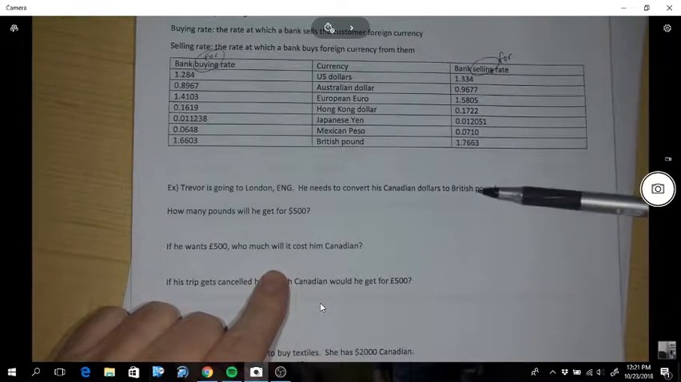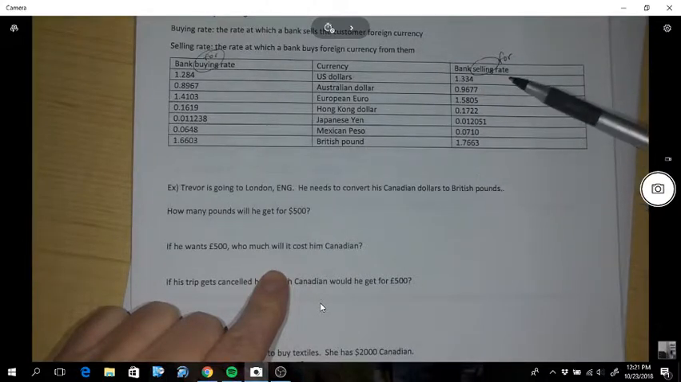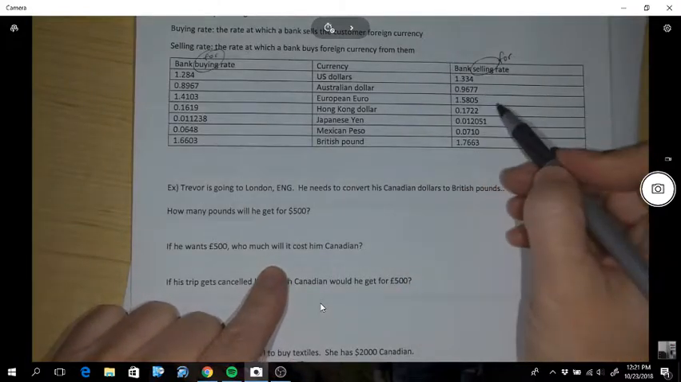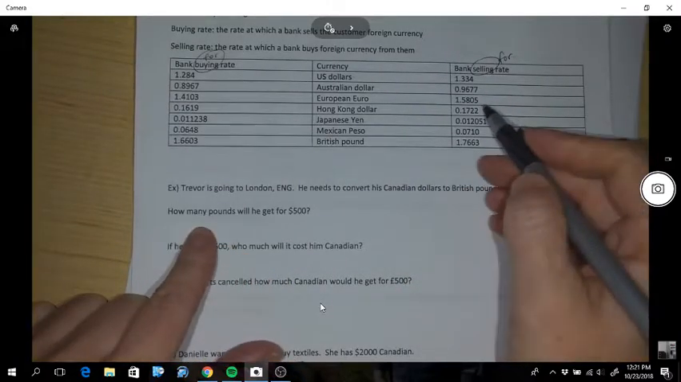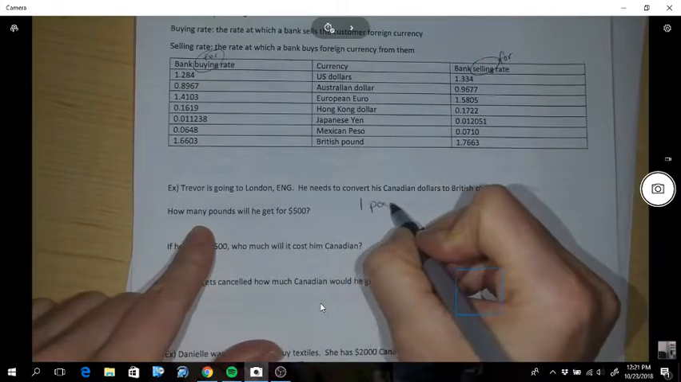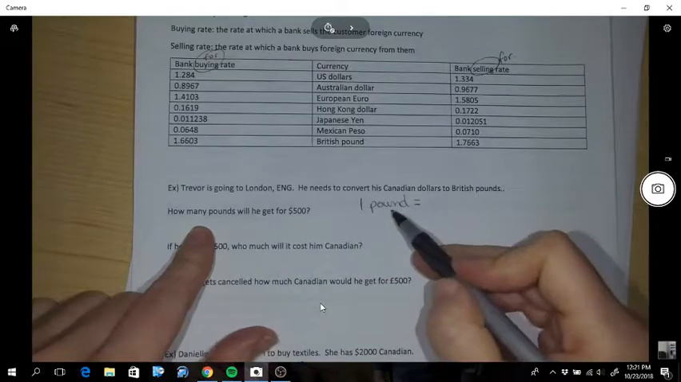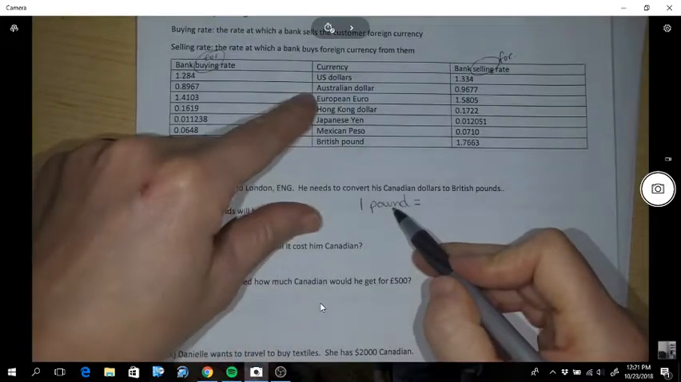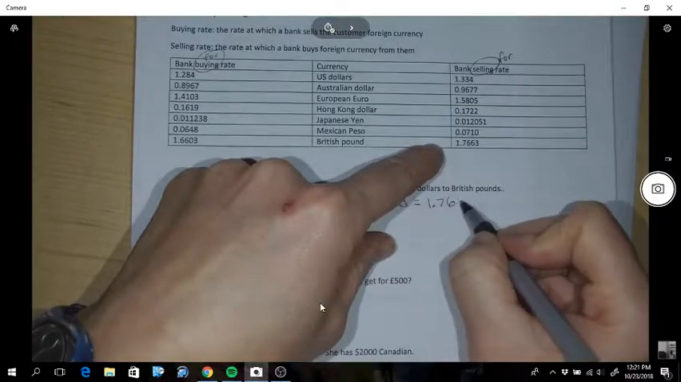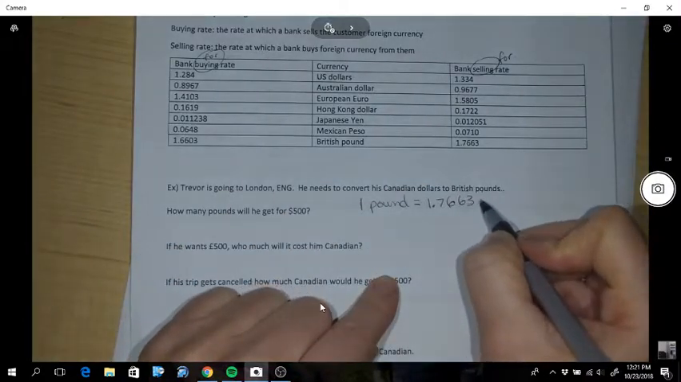Okay, so this tells us that the bank is going to sell us foreign money. So we're on this side. They're going to sell us foreign money, so we go like this. 1 pound. They'll give you 1 pound for every $1.7663 Canadian.